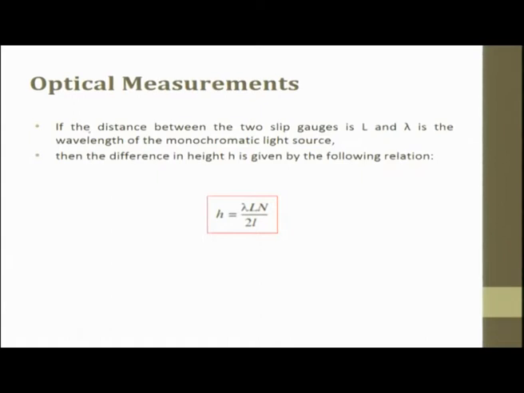So, if the distance between the two slip gauges is L and lambda is the wavelength of the monochromatic source, then the height difference h is given by the following relationship.